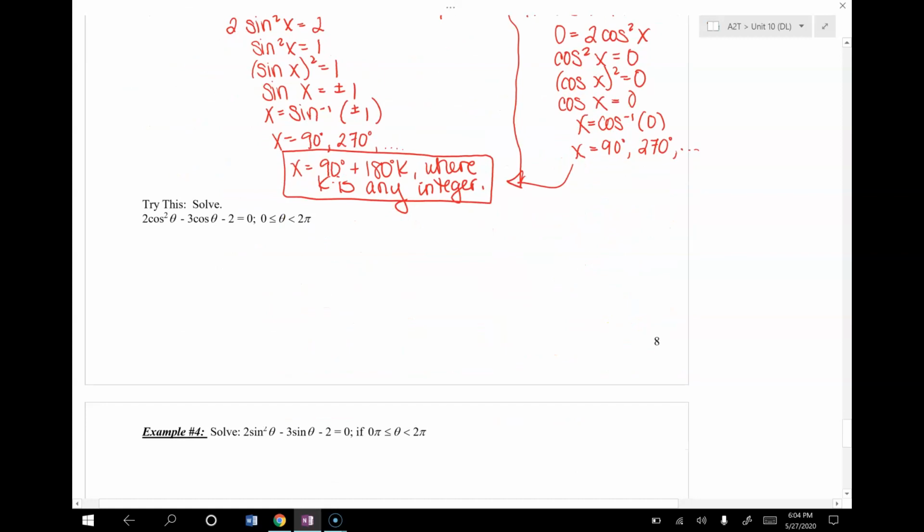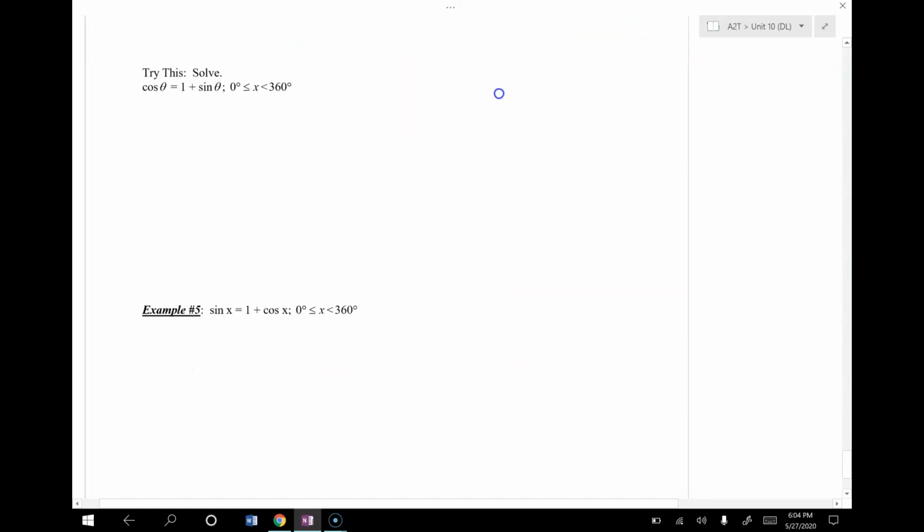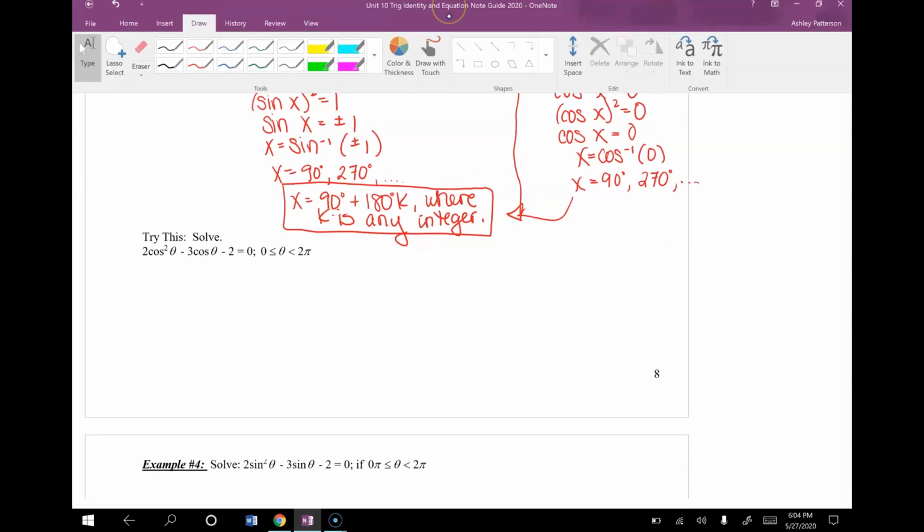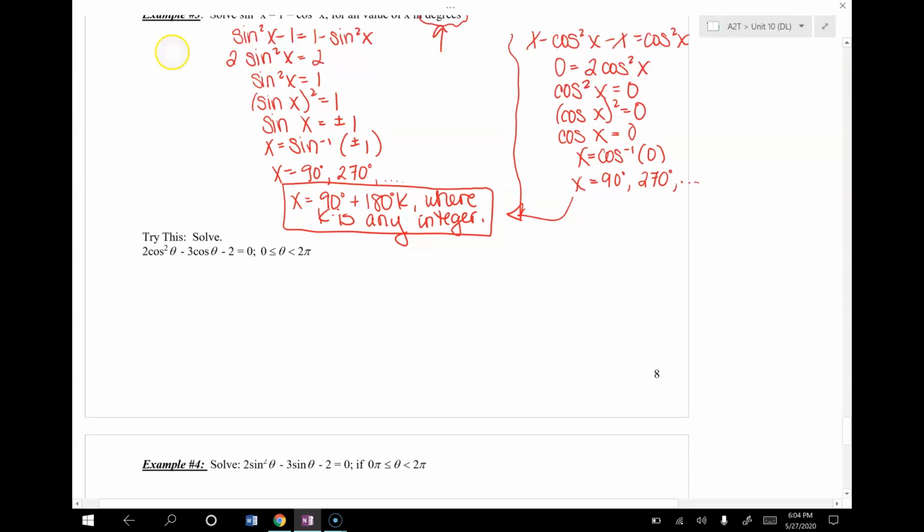I am going to try this with you right here. I'm going to switch back to black. And notice, first off, we're in radians and we're given an interval. And it looks very similar.